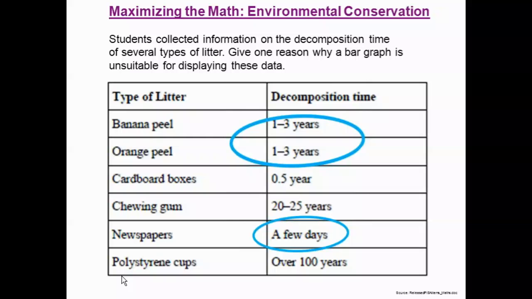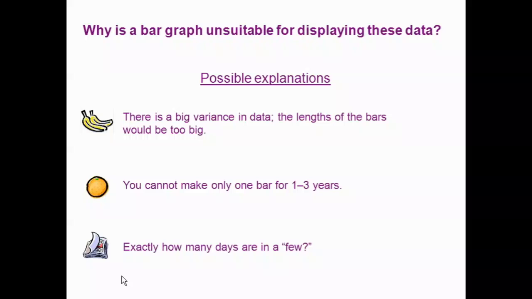Okay, so here we go. Now there is a big variance in this data. You go from the polystyrene cups more than 100 years to the newspapers just a few days. And the units on a bar graph all have to be the same.